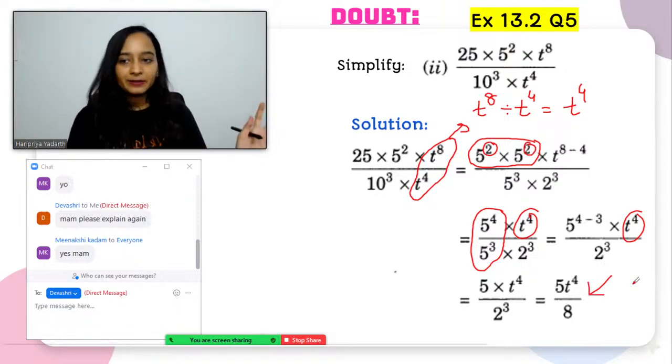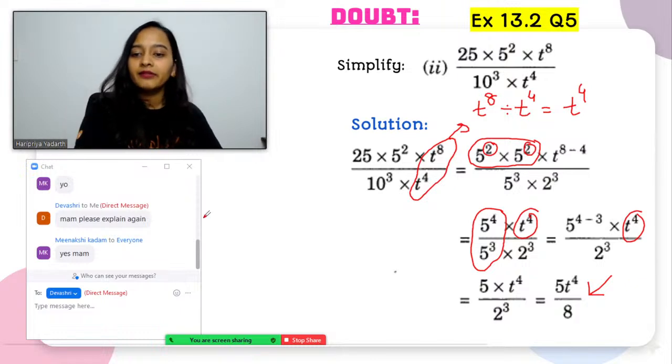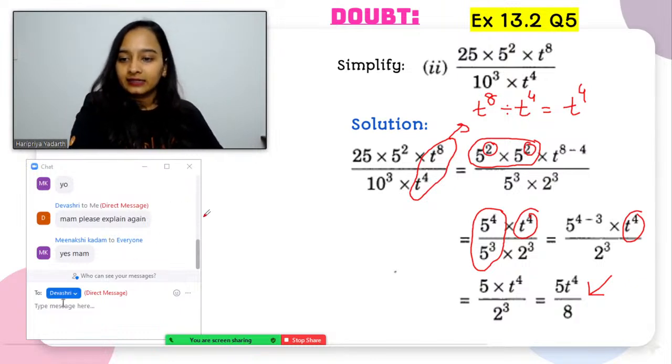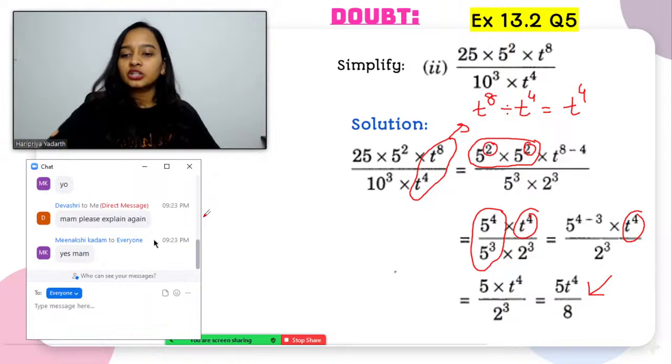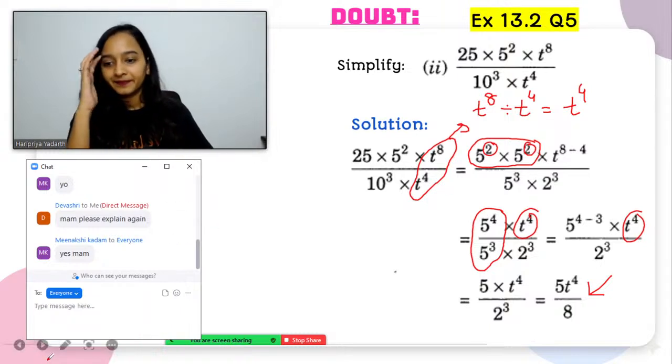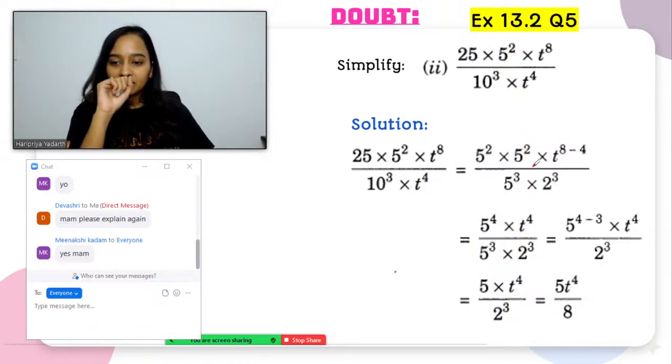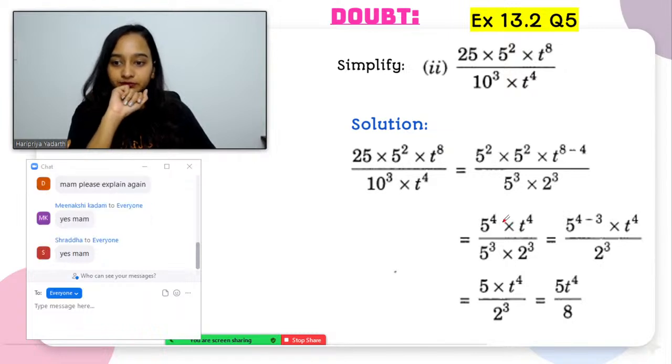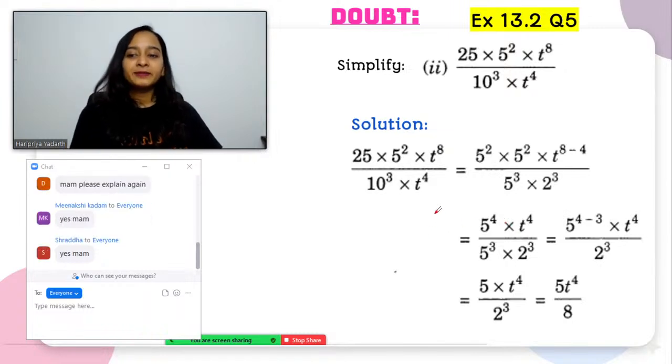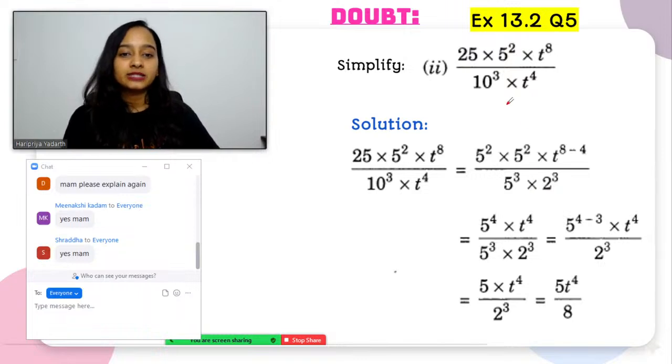Okay? Easy peasy everybody. Everybody got it? Devashri, which one should I explain again? This one? You want me to explain this one again? Okay. A lot of people are saying yes. So come on, let's do this again here.